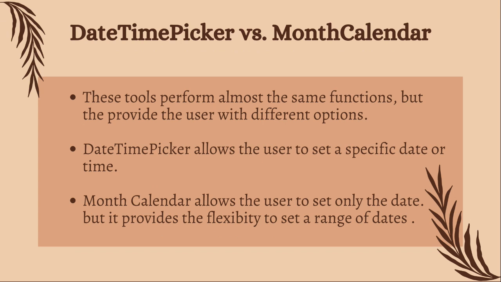So is there a difference between DateTime Picker and month calendar? Well, these two tools perform almost the same function in a program, but they provide different options for the user. To put it simply, DateTime Picker allows the user to set a specific date or time, meaning the user can only pick one date at a time. On the other hand, Month Calendar allows the user to set only the date, but it provides the flexibility to set a range of dates.